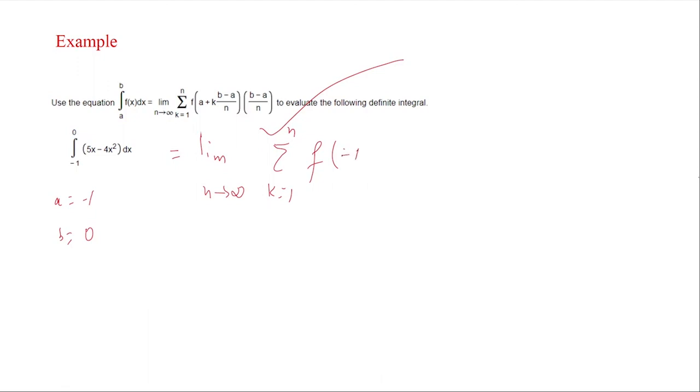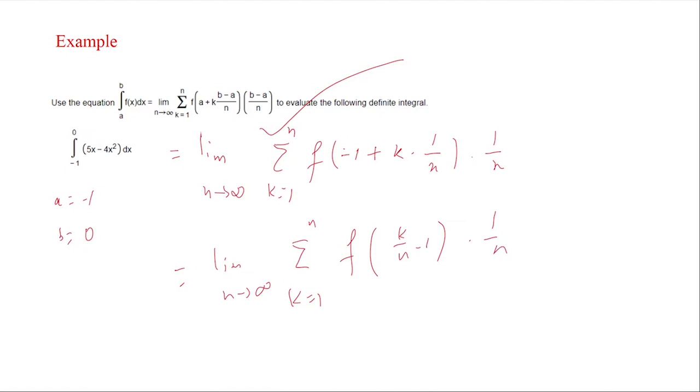A is -1 plus k times b minus a over n. B minus a is 0 minus -1, which is 1, so it is 1 over n. So this is the formula, which is the sum of k equals 1 to n of f of k over n minus 1, times 1 over n.